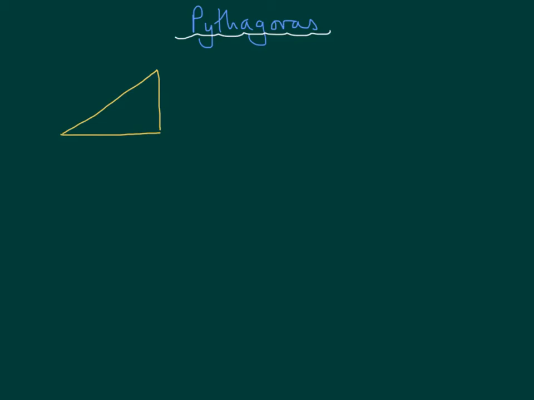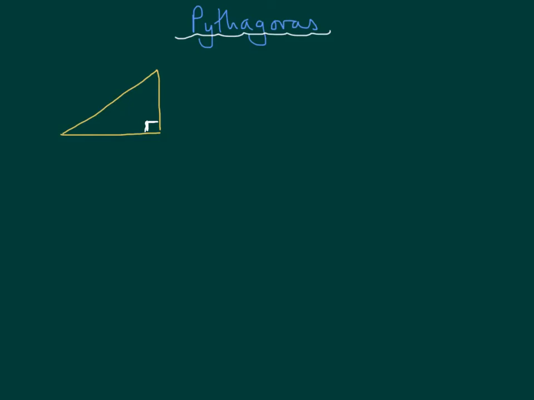Hi all, this video is about Pythagoras and his theorem. So Pythagoras lived about 2,000 years ago, and he came up with a very important theorem based on right-angle triangles, and this only works with right-angle triangles. And you can actually prove that a triangle is a right-angle triangle by seeing if Pythagoras' theorem works on it.